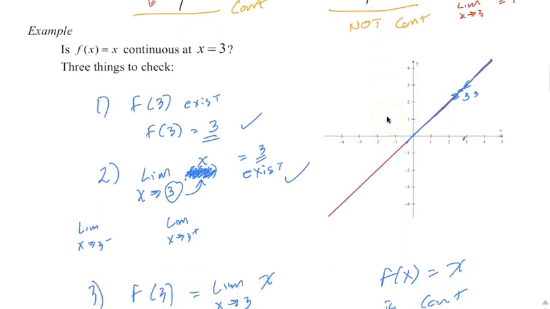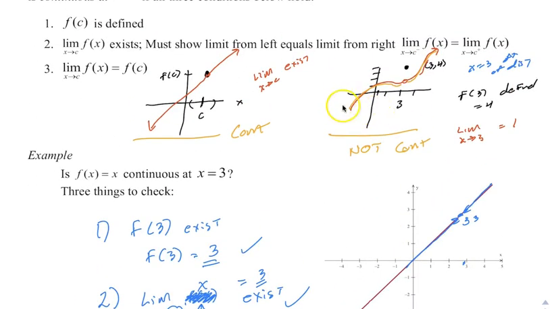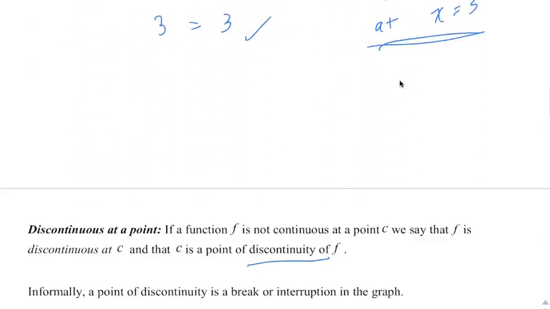At 3, it's not continuous. So you can be continuous, like this graph is continuous everywhere but 3. It's continuous at 1. I could run through the same gamut. It exists, the limit exists, and they match. So this graph is continuous everywhere except for 3. So keep that in mind. You can be discontinuous at 1 point. It might still be continuous, most likely continuous, everywhere else, or other places on the graph.